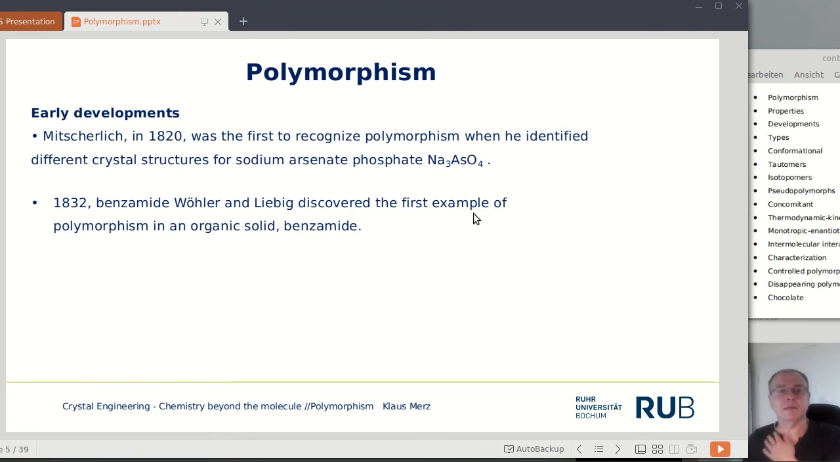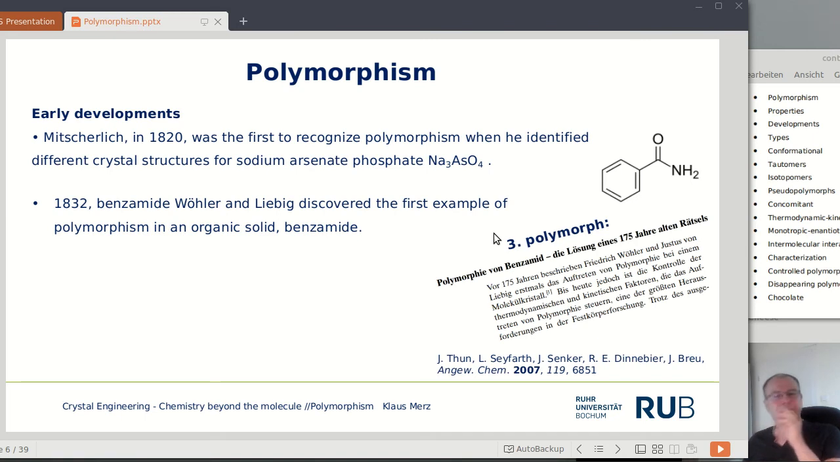A little bit later, Wöhler and Liebig investigated benzamide in 1832, where two polymorphs of benzamide were discovered.